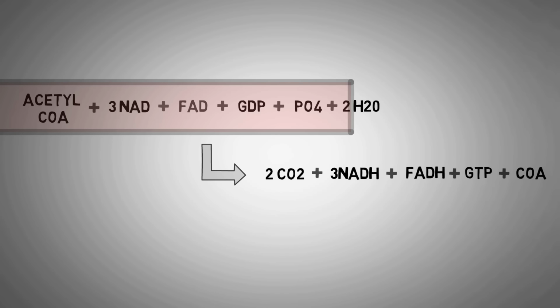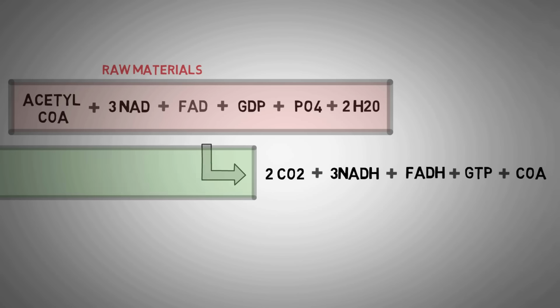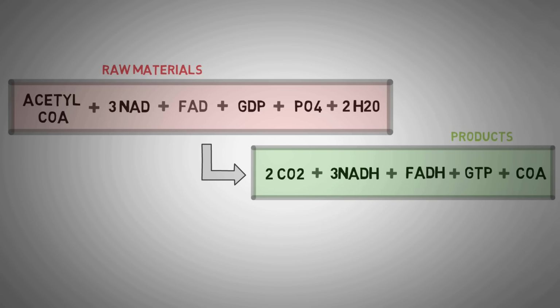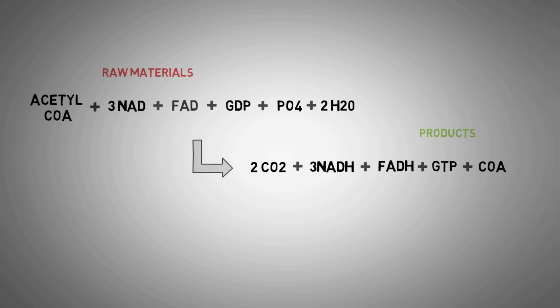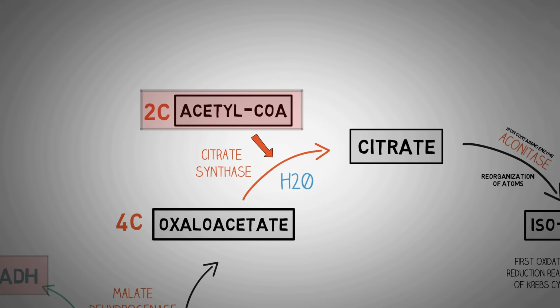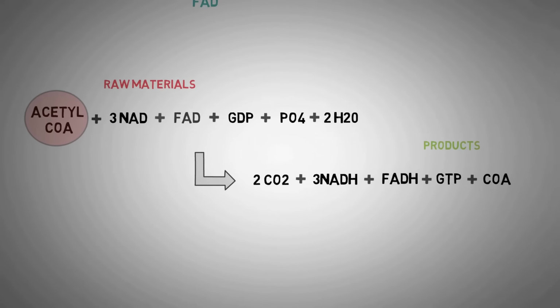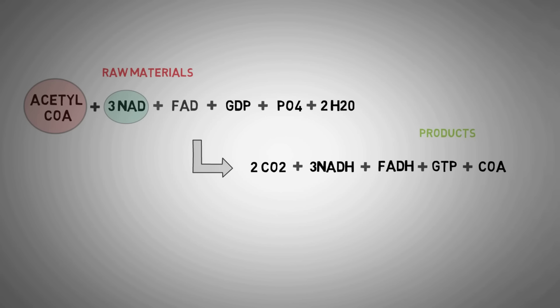On the left hand side of this reaction are the raw materials that are being used here, and on the right hand side are the products that are formed in the Krebs cycle. Now in every single turn of the Krebs cycle we use 1 molecule of acetyl-CoA that combines here with the oxaloacetate to form citrate. 3 molecules of NAD are used in the Krebs cycle that get reduced to 3 molecules of NADH.